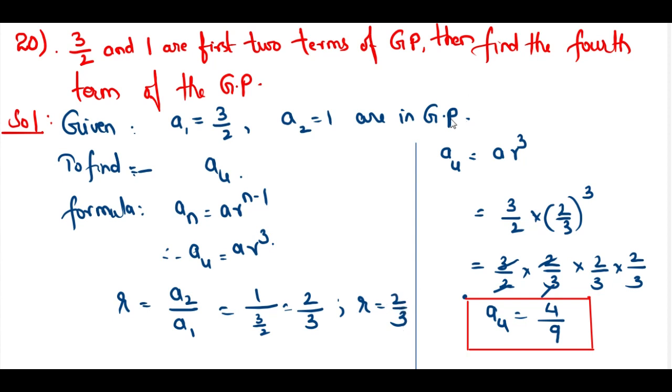So let us calculate the fourth term, that is A4 is equal to AR cubed. So A is 3 by 2 into 2 by 3 whole cube, meaning 2 by 3 multiplied 3 times. So 3 by 2 into 2 by 3 into 2 by 3, and we are writing it 3 times. Okay, this 3 and 3 will get cancelled, 2 and 2 will get cancelled, we will get 4 upon 9. So what is the fourth term of the GP? It is 4 upon 9.